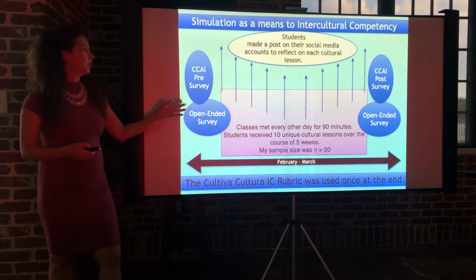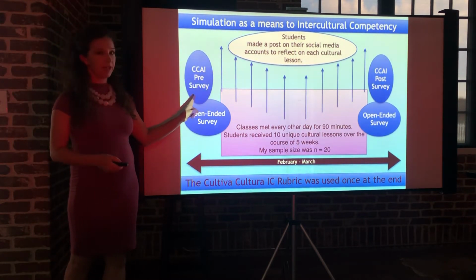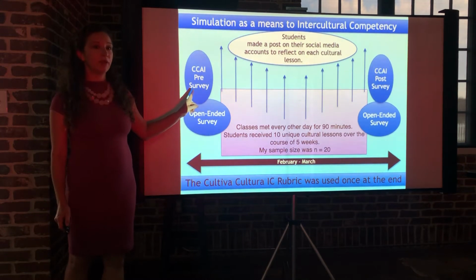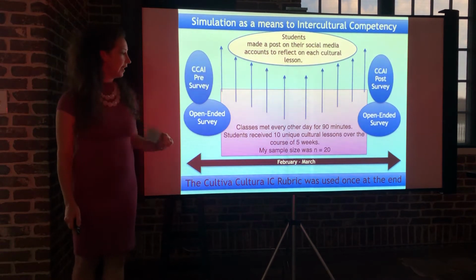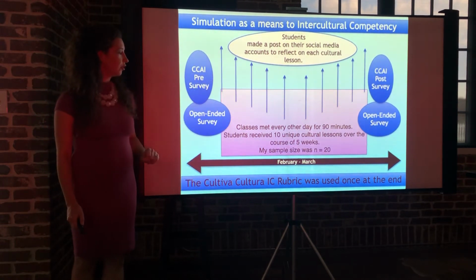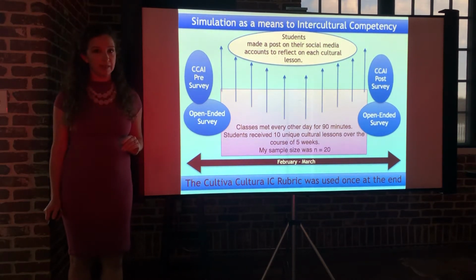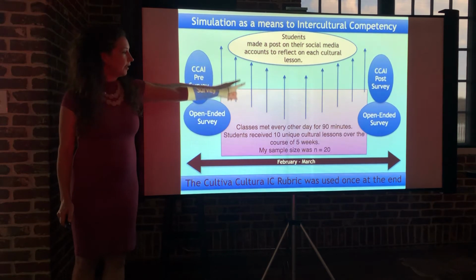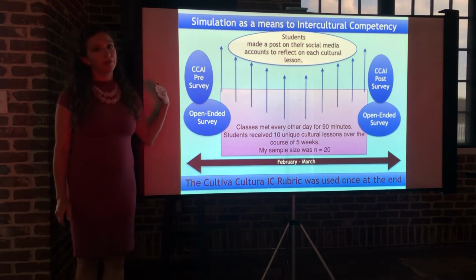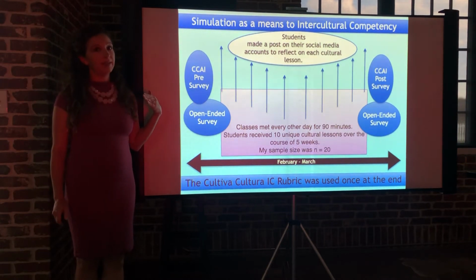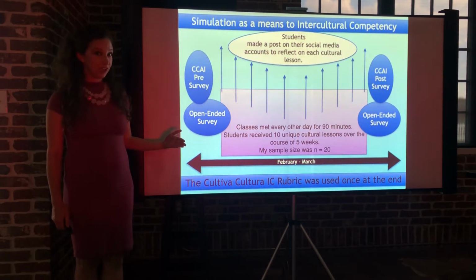So as we see, students started off with the cross-cultural adaptability inventory as a pre-survey. This is going to later be used with our quantitative data. They also completed that at the end, and this was from February to March. Students also responded to 10 open-ended survey questions. As we see here, the arrows are showing how students were reflecting in the L1 and the L2 and using social media to make those reflections.